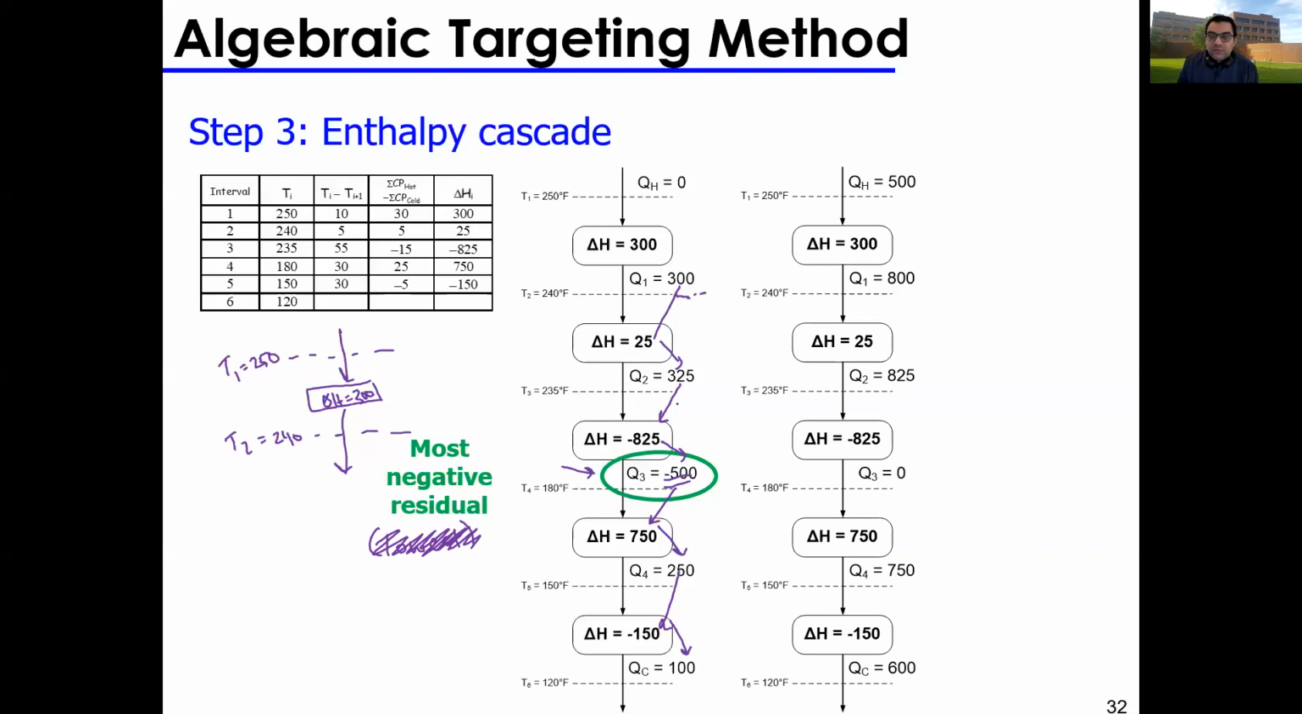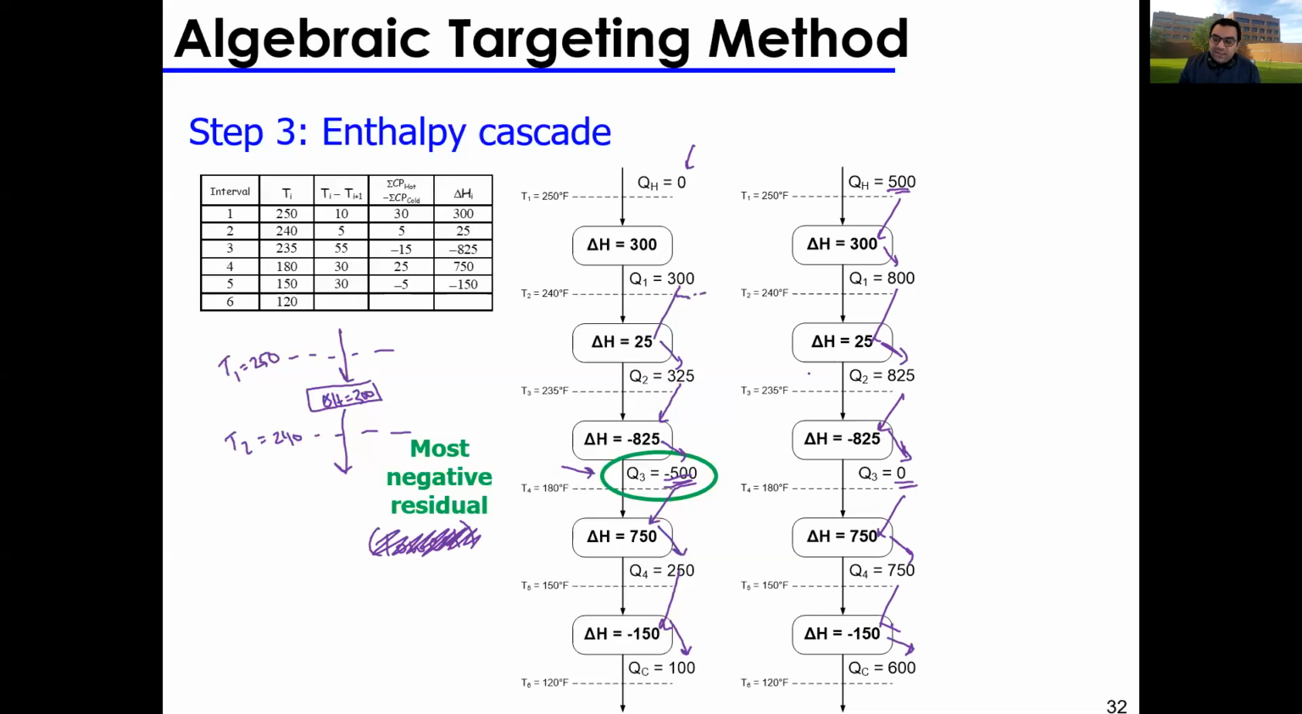And at this most negative residual, I'm gonna add enough heat at the top of this cascade so that this is 0. So if you think cascade, basically if I add something from the top here, it's just going to cascade all the way to the bottom. So I need to add enough energy to this process so that this reaches 0. And in this case, I added 500 because it's minus 500. If I add 500 to the top and then 500 plus 300, 800, all the way 800 minus 825 is 0. And then you just do your math and you get to the very bottom at QC right here.